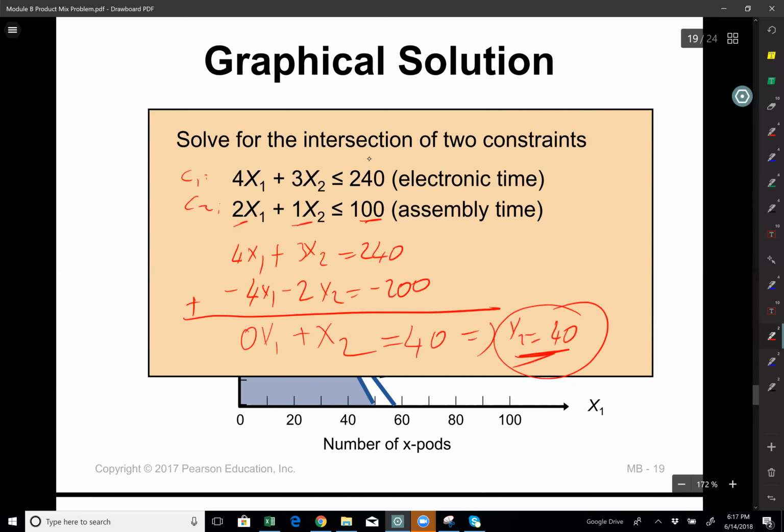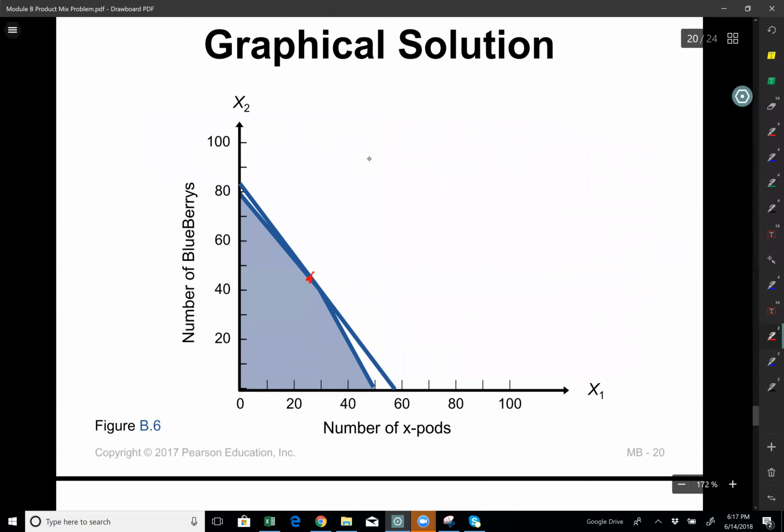Now, if I plug this into one of these equations, I can find x1 as well. So let's use the first one. It doesn't really matter. 4x1 plus 3 times 40 is going to be 240. So 240 minus 120 is 120, divided by 4, x1 is 30. So that means the intersection point right here is 30 for x1 and 40 for x2. 30, 40.